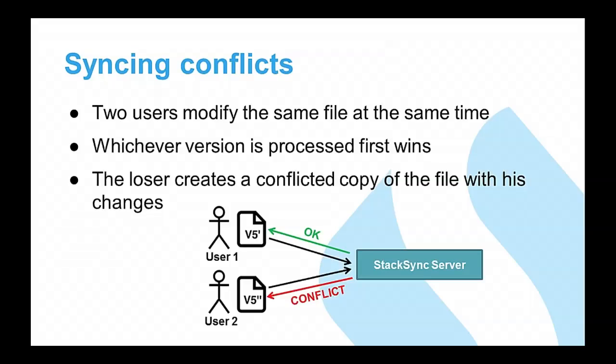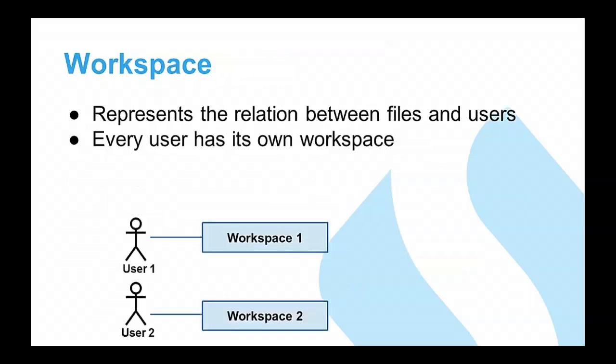So what user 2 will do next, he will get the metadata from the StackSync server and get the new file, the file that won, the user 1 file. And with his conflicted copy, he will create another file and treat it as a new file and upload it again to the server, to our server.